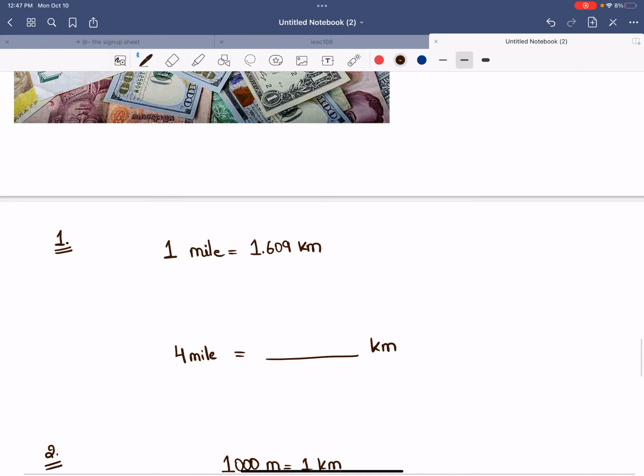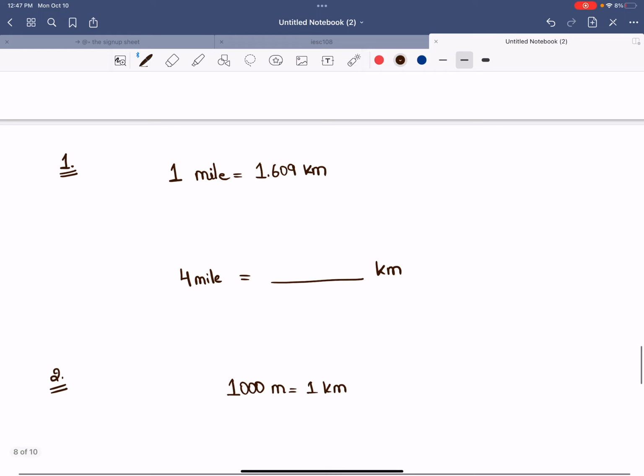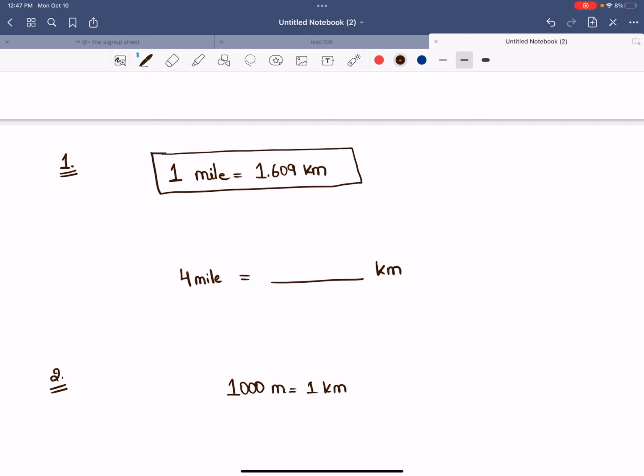So first question that we want to solve. Let's just say it's given to you that 1 mile is equal to 1.609 kilometers. So what this means is a mile is a bigger unit, because if you have only one mile, you get 1.6 of a kilometer. So a mile is a bigger unit. And the question is, if 1 mile is these many kilometers, how much is going to be 4 miles? Well, it's pretty simple.